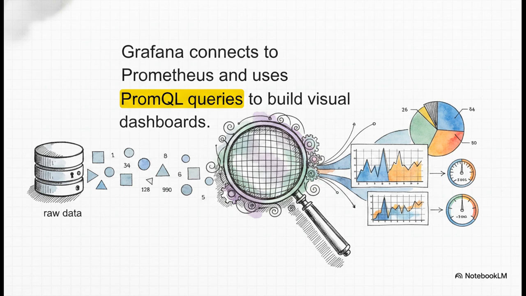It uses Prometheus's custom query language, which is called PromQL, to pull the exact data you want over a specific time period. Grafana then takes that raw time series data and transforms it into the rich, highly readable pie charts and line graphs that DevOps teams rely on to spot trends and traffic spikes instantly.